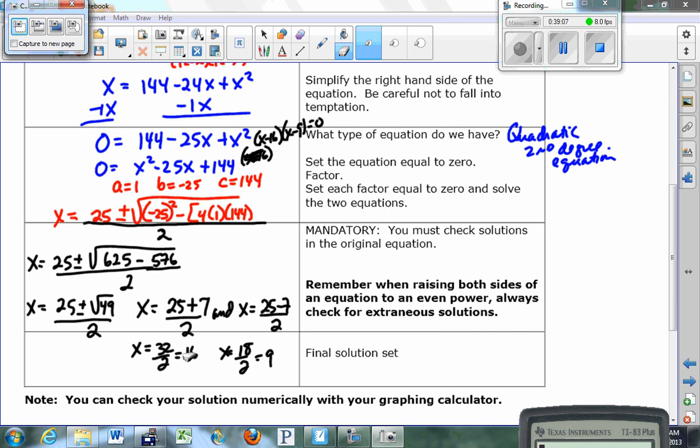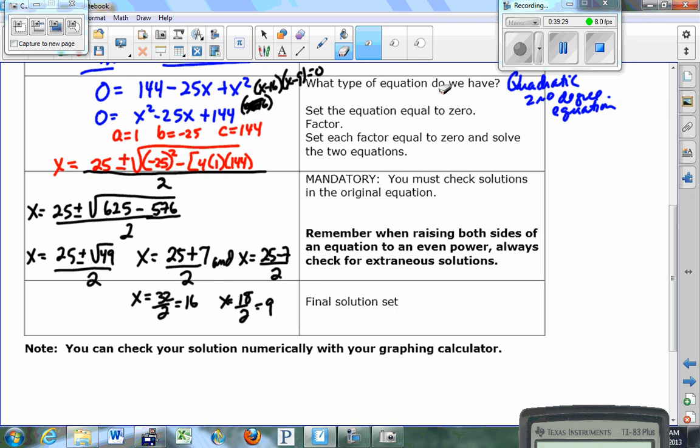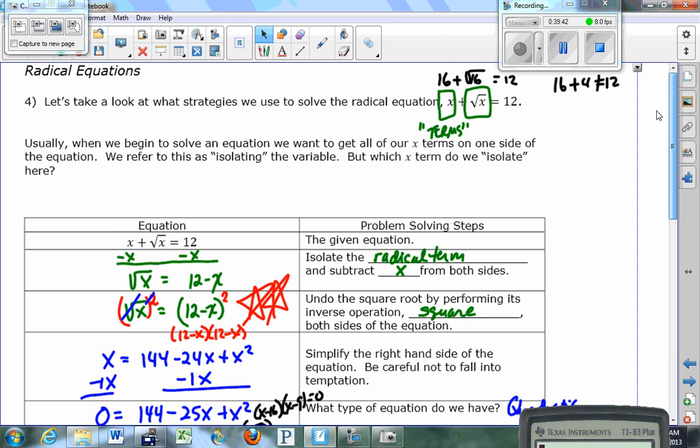So let's put these answers, 16 and 9, back into our original equation and check them out. Let's put the 16 in first. 16 plus the square root of 16 equals 12? Is 16 plus 4 equal to 12? No. So 16 is what we call extraneous. It happened because we squared both sides. We introduced a new solution, so you've got to remember to do this, because that is not a solution. The only solution here is 9. And let's go back and check it instead of taking my word for it. 9 plus the square root of 9, does that equal 12? 9 plus 3, yes, that equals 12. You're happy, and that's your solution.